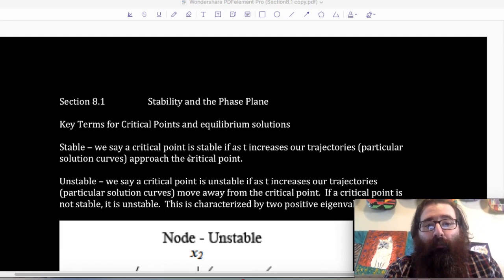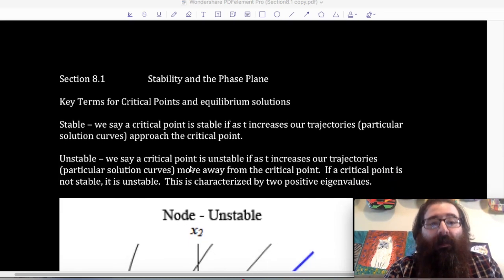We say a critical point is stable if as t increases, our trajectories, which are the particular solution curves, approach the critical point. And t doesn't always have to denote a measurement of time, but typically it does, depending on context. We'd say, well, as t increases, where do our trajectories go? Do they approach the critical point, or do they move away from the critical point? So stable means that as t increases, those trajectories approach the critical point.